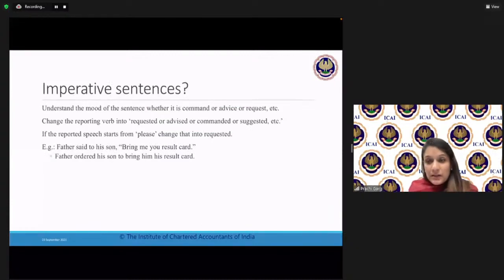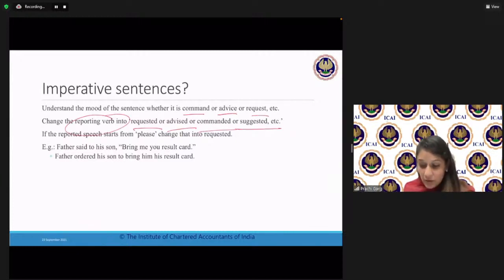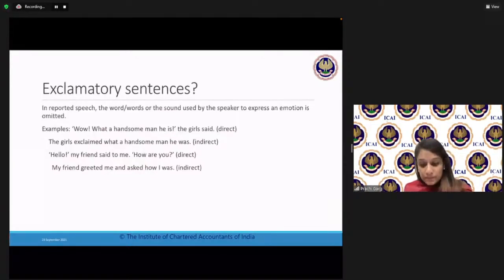Let's talk about imperative sentences. In imperative sentences, understand the mood of the sentence, whether it's a command, advice, or request. Based on that, you can use a reporting verb: requested, advised, commanded, suggested. Father said to his son, bring me your result card. Father ordered his son to bring his result card. You will add to and then the entire sentence follows. Clear?